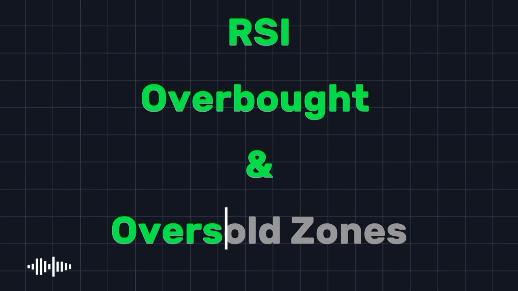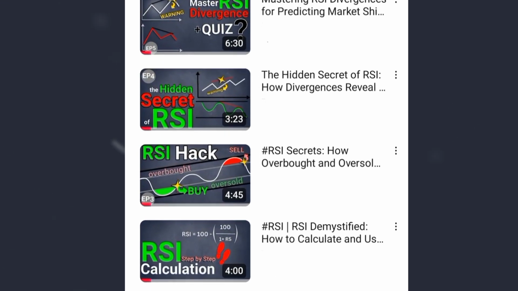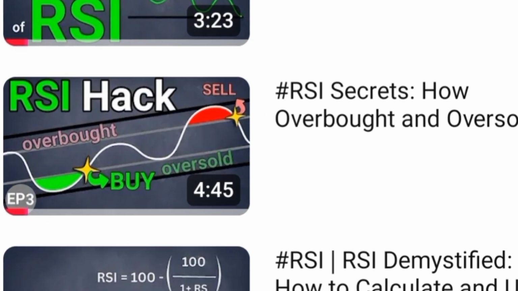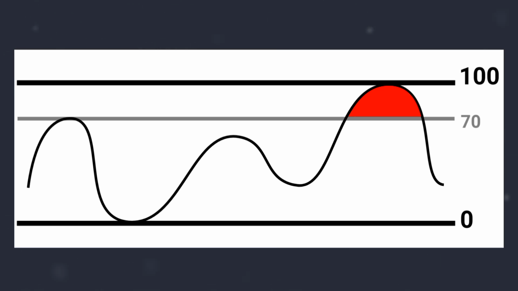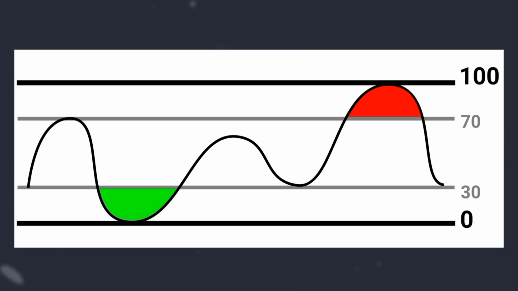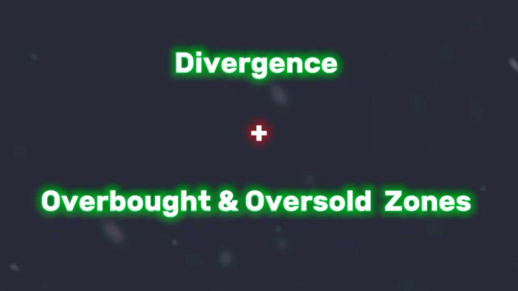RSI overbought and oversold zones. We've mentioned the overbought and oversold zones in RSI many times in previous videos, so just to briefly remind you, if the RSI is above 70, it's considered the overbought zone, and if it's below 30, it's considered the oversold zone. Now, let's combine both concepts to create the trading signals.